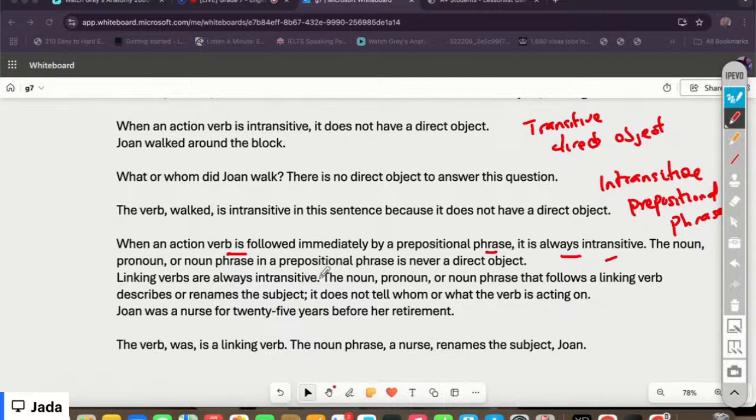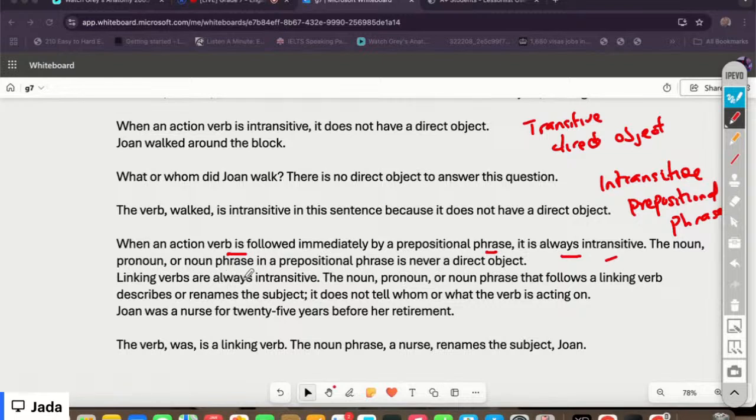Okay? So the noun or pronoun in a prepositional phrase is never a direct object. Okay, so for the intransitive, the noun or noun phrase is in a prepositional phrase, it is never a direct object.